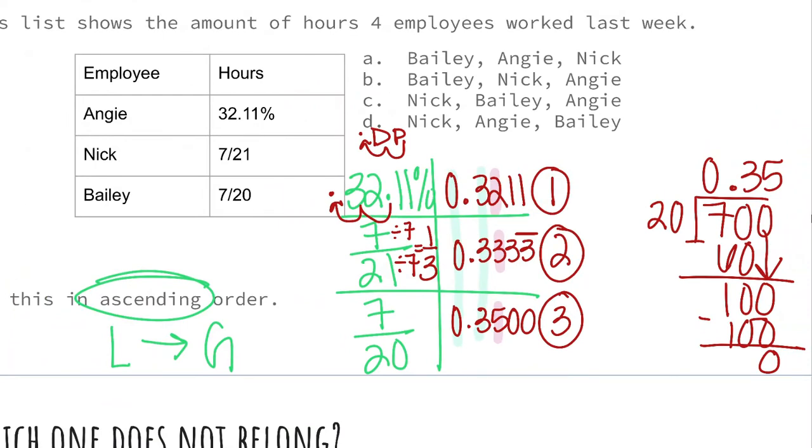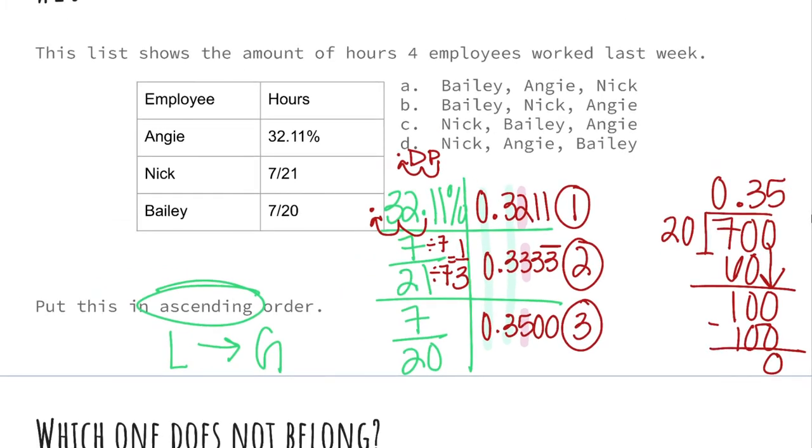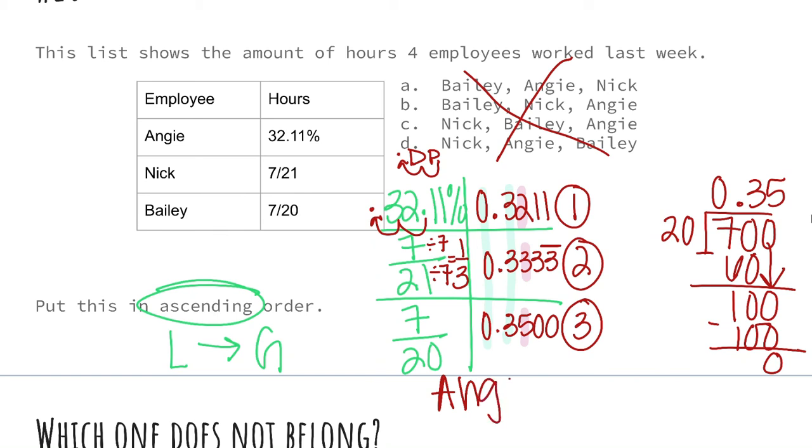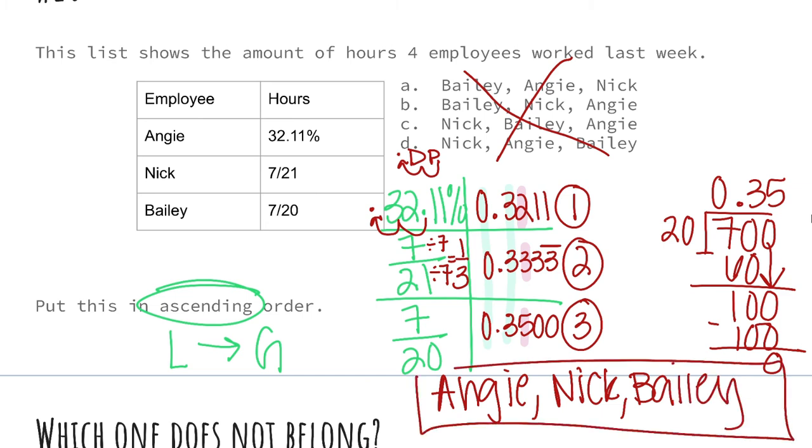Angie, Nick, and then Bailey, which is not even an answer choice. Nope. But that is the correct answer. So none of these are correct. Another error. Angie, Nick, and Bailey should be the final answer.